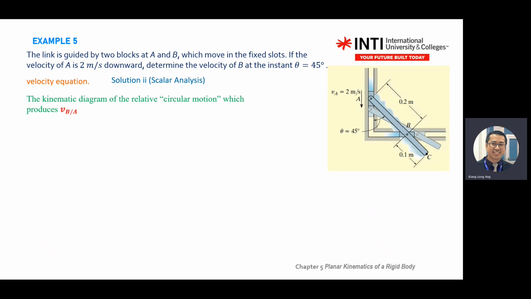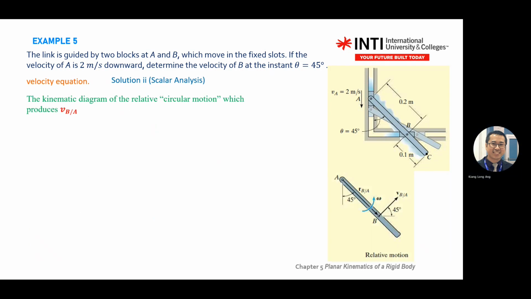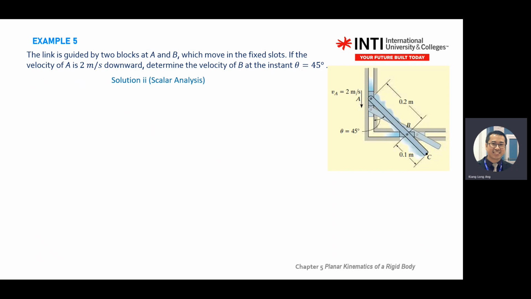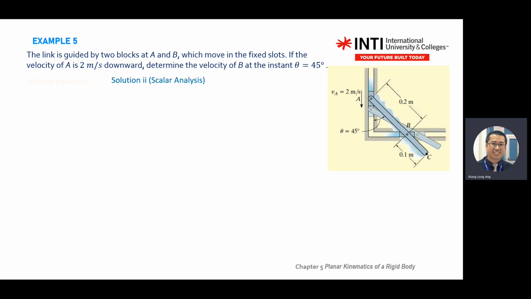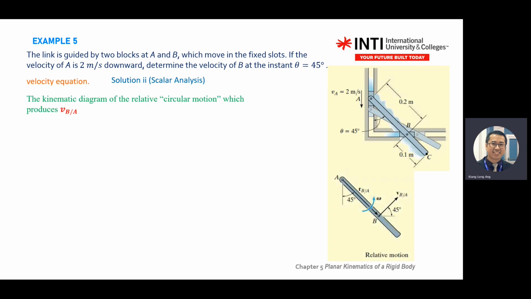You do scalar analysis, same. But the free body diagram will be different. This is a vector diagram. If you do scalar, you only see this one. Scalar means you look at the diagram, you look at how point B will behave. Your VB will go this way. So same, VB equal to VA plus VB stroke A.